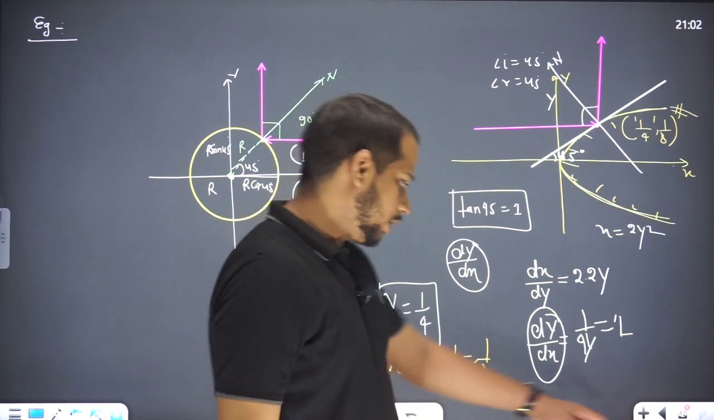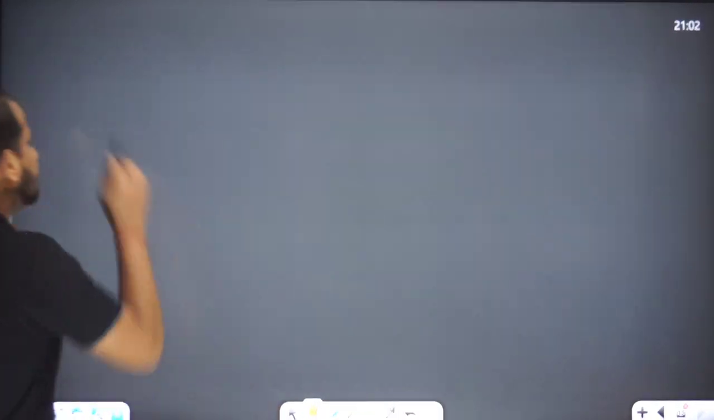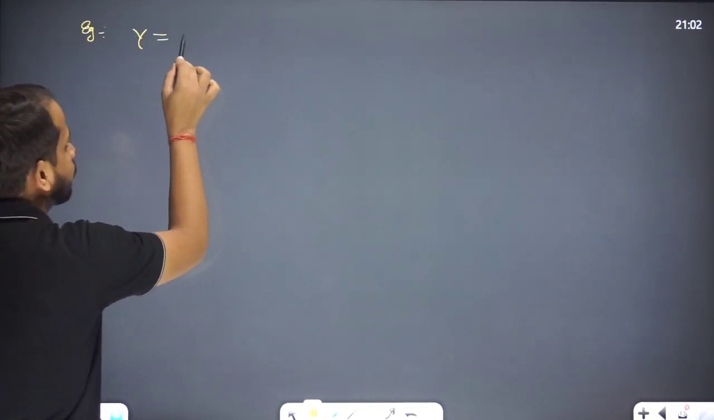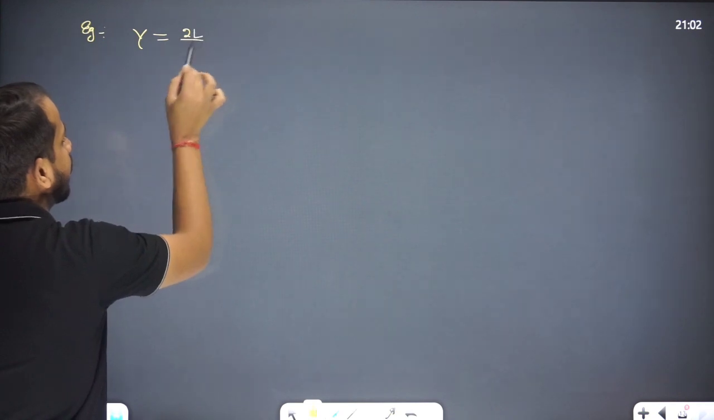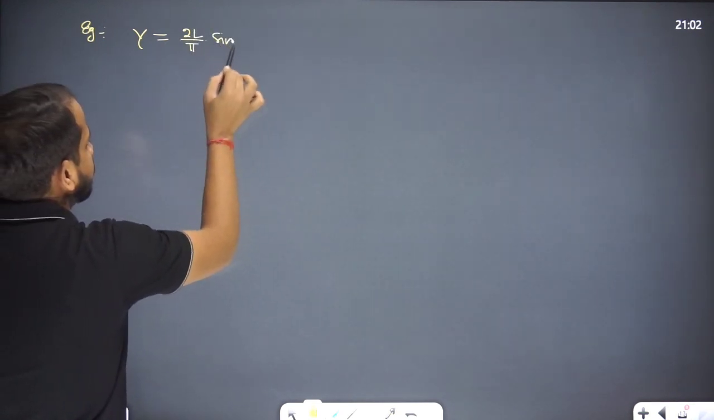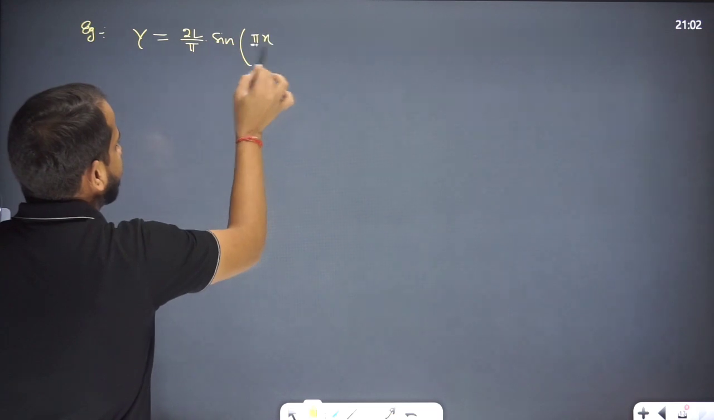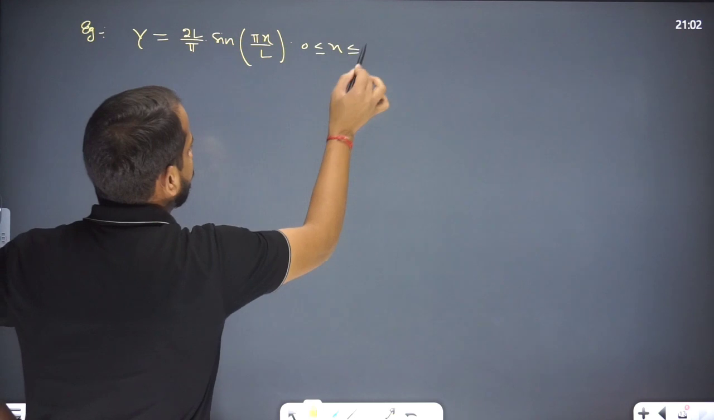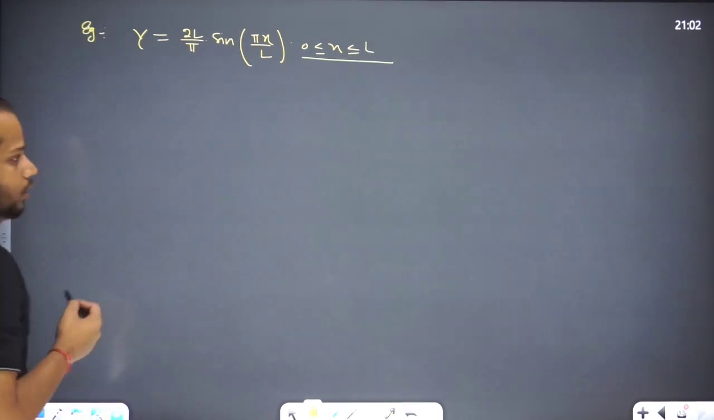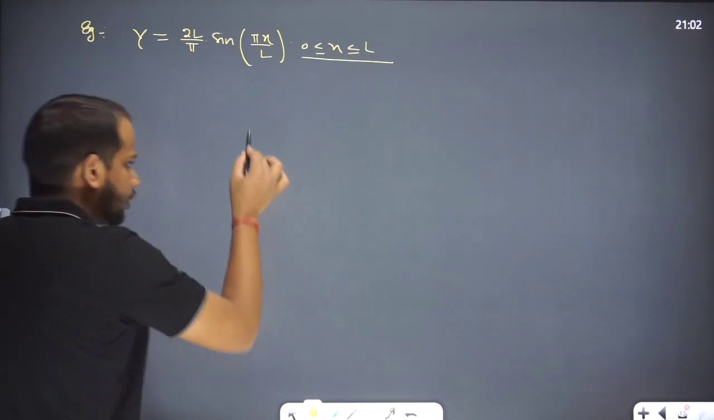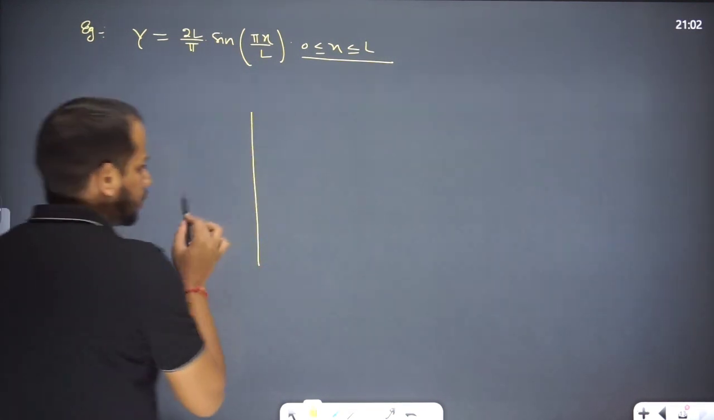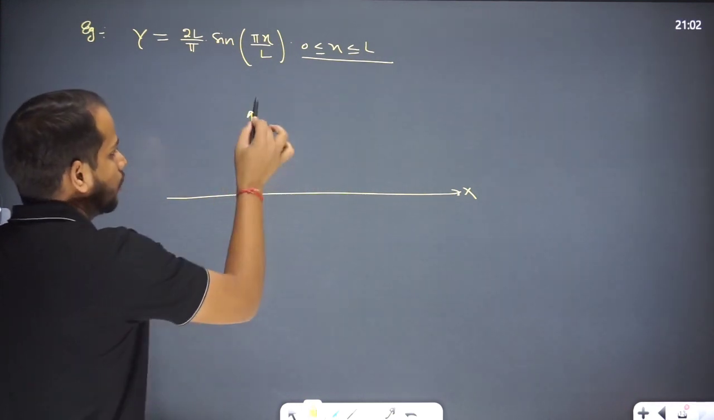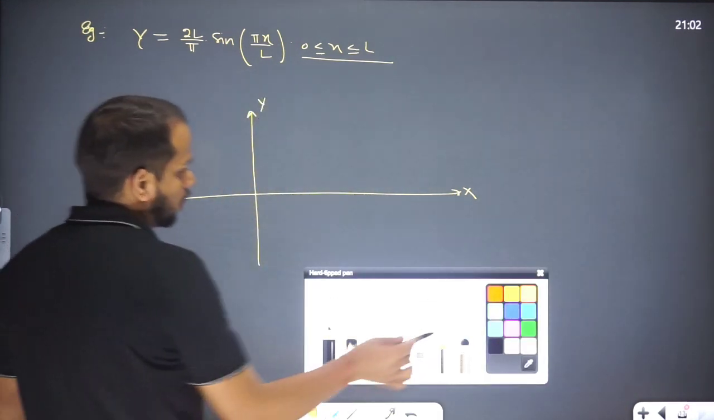Okay. Now let's see one more illustration. If I am saying there is a curve given like y equals 2l by pi sine pi x by l, and x is between 0 to l. Now what we have to find out? I am just drawing the curve also. It's a sine curve over here. So this is the x-axis and this is the y-axis.